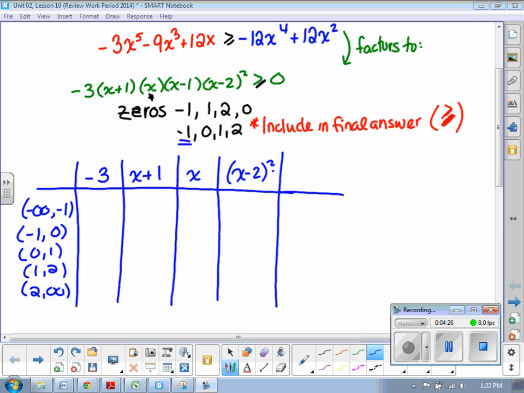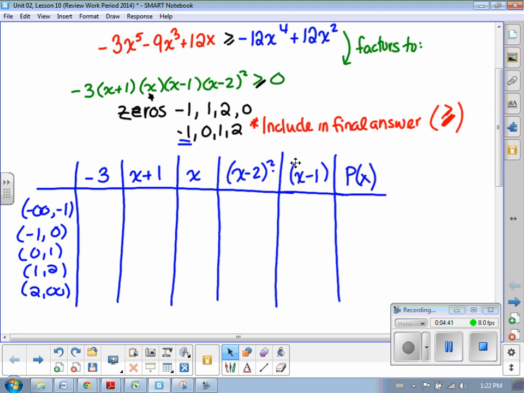Okay, and we just realized that we forgot one of the factors, so we're going to add x minus 1. And while we're at it, we're going to add our last column here for the entire function. Once we set up the sign table, we've done the hard part. It's usually worth it to go back and check so that you've got all the factors.